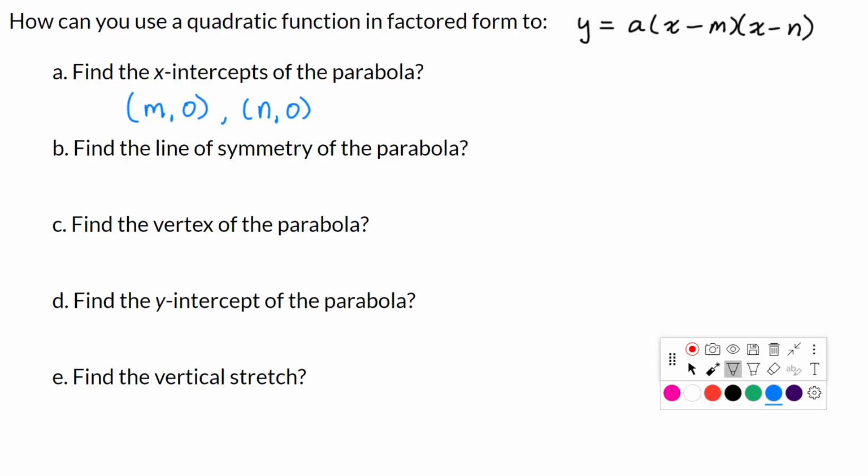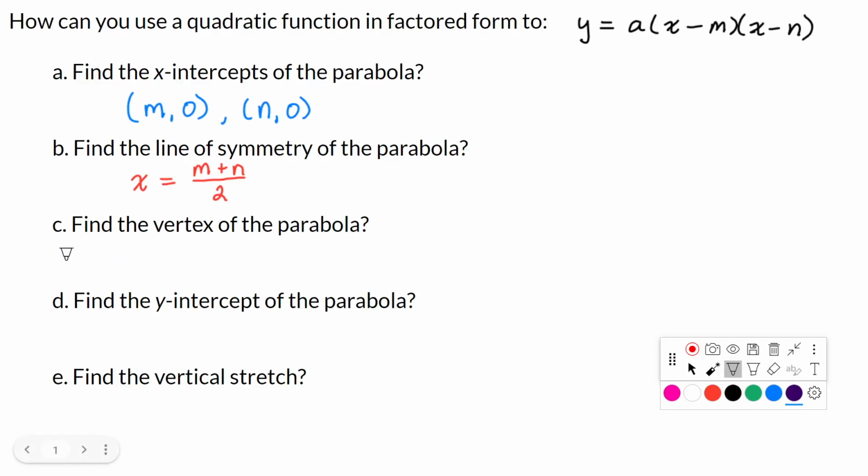To find the line of symmetry of the parabola, that's going to be x equals, you add the values of your x-intercepts, so add m to n and divide by 2. That will give you your line of symmetry.